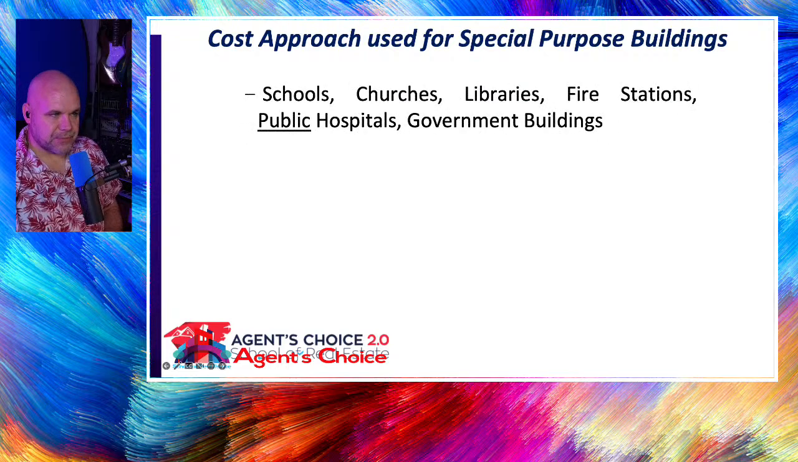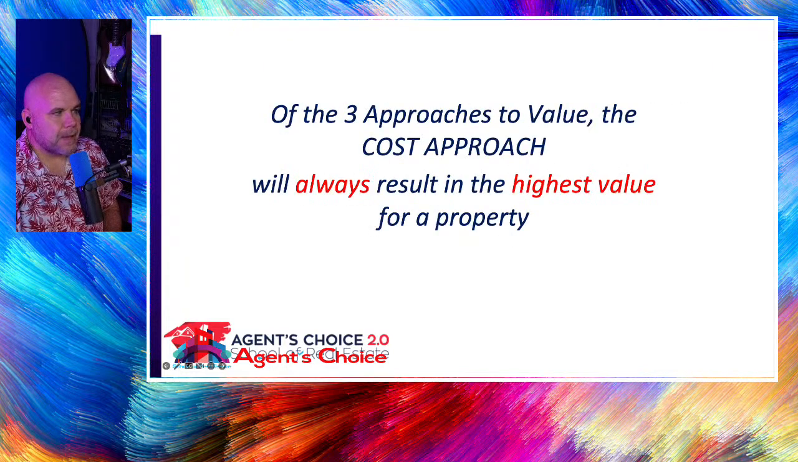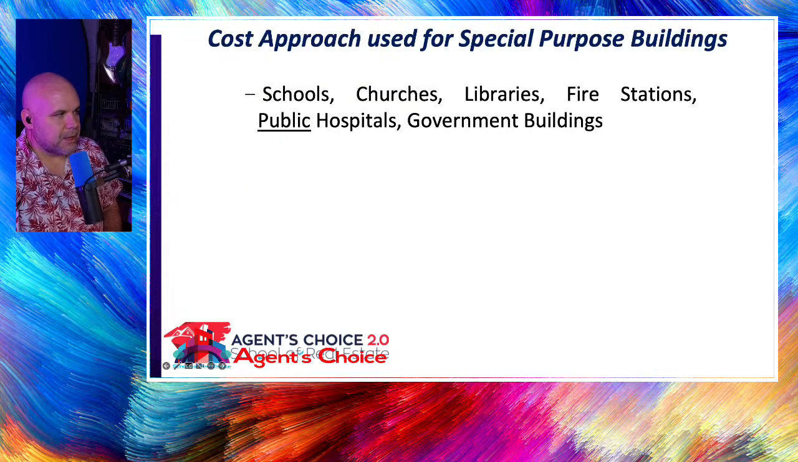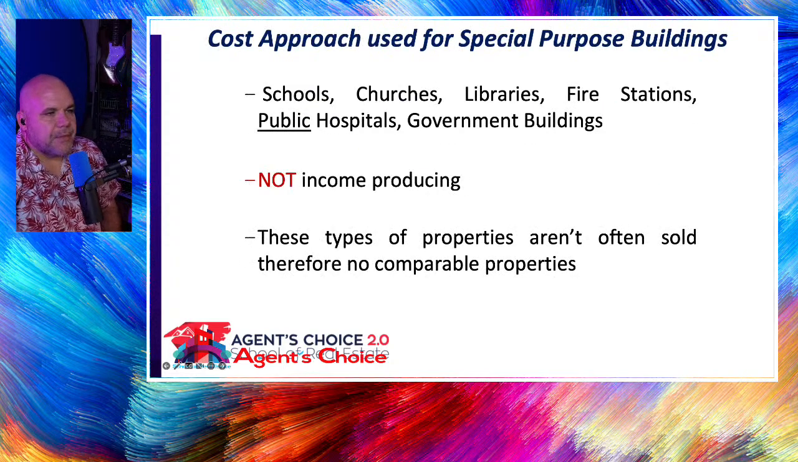So the cost approach is used for these things: government buildings, schools, churches, libraries, fire stations, public hospitals. It is not for income producing property. They're not sold often. Therefore, there are no comps to use. Therefore, we have to just go from scratch. Figure out the cost to build, separate the land, depreciate the new construction cost, add the land back in.